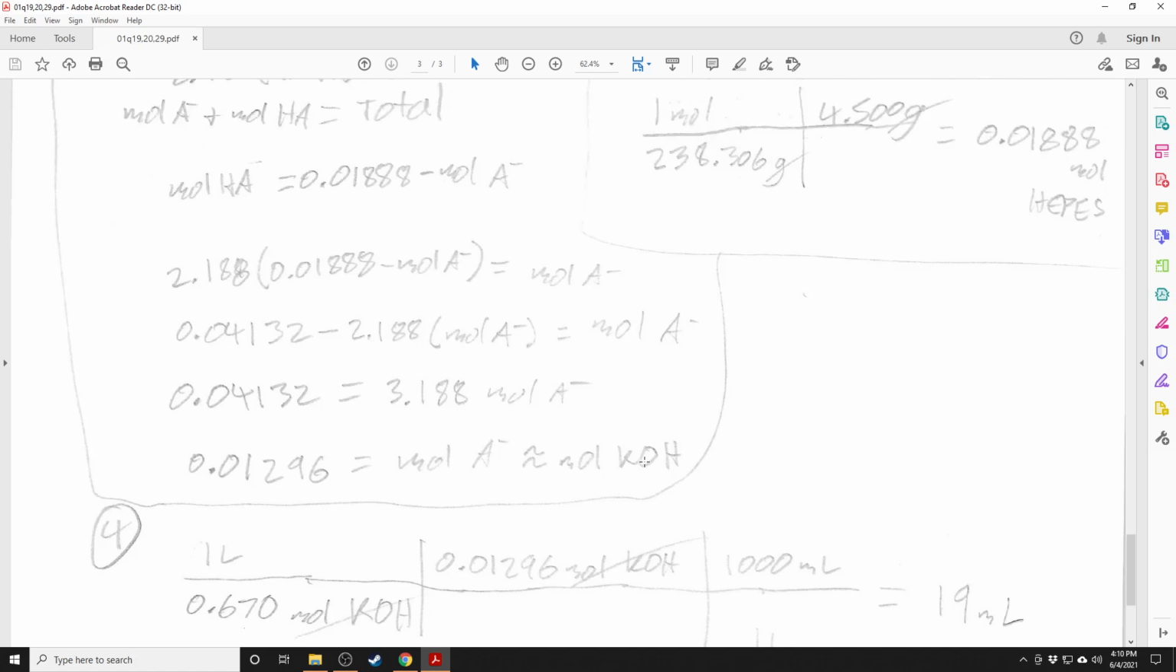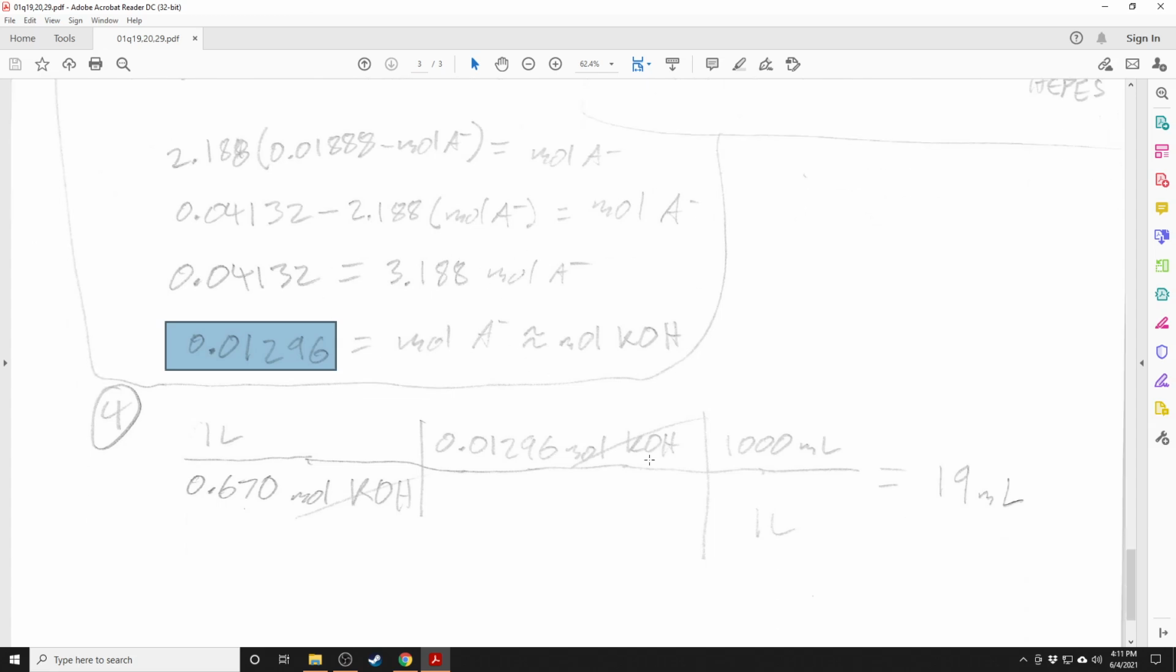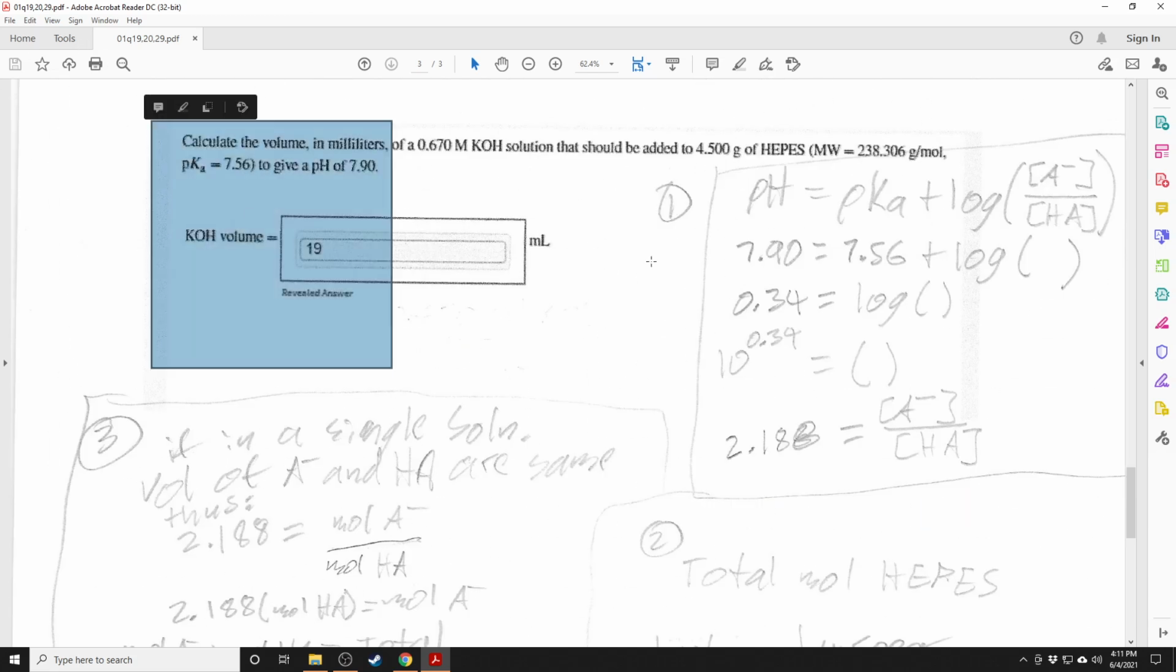Well, I already figured out that my moles of KOH that I've used in this has to be something very, very close to this number here. So I go ahead and plug that in as my moles of KOH. 0.01296 moles of KOH, and I plug that in. I don't want liters at the end of this, I want milliliters, and so I divide by liters to cancel it out, and I multiply it by 1,000 milliliters, which is how many milliliters there are in a liter. And that gives me 19 milliliters. And that is actually the answer to the problem here.